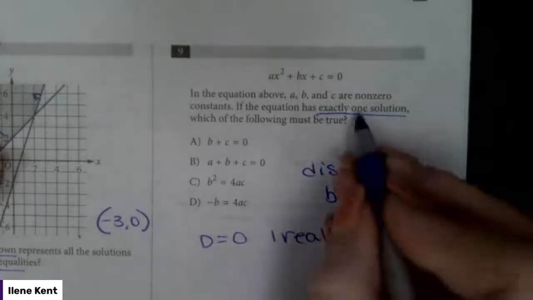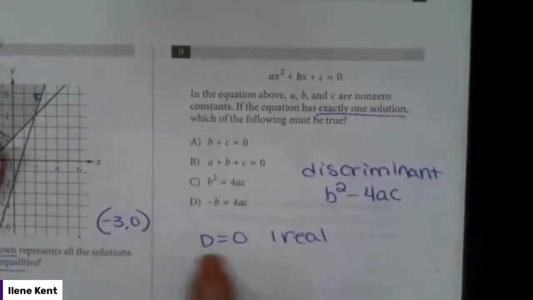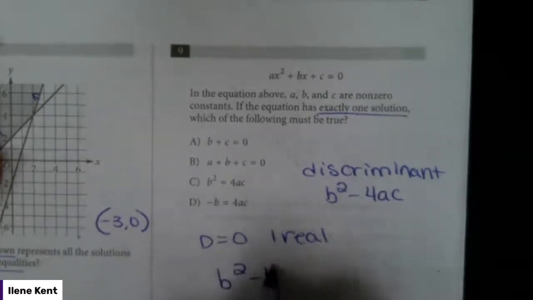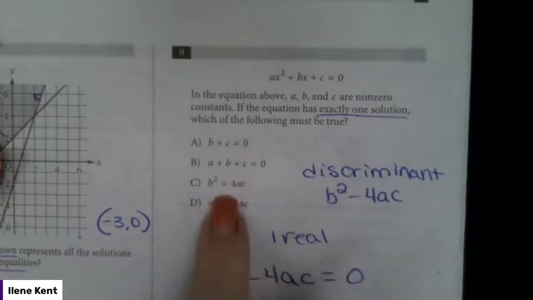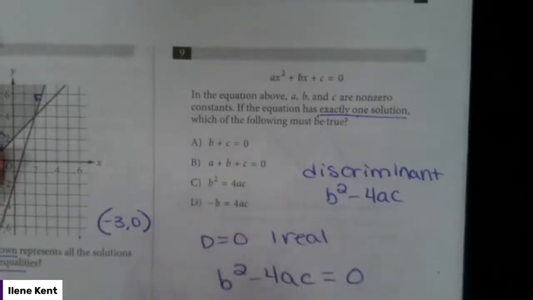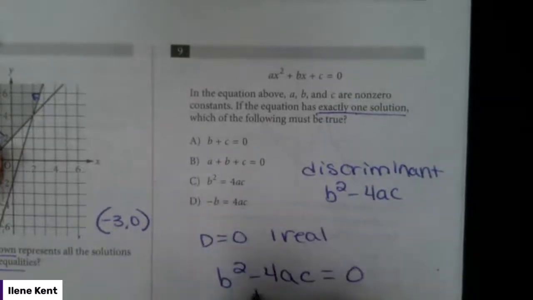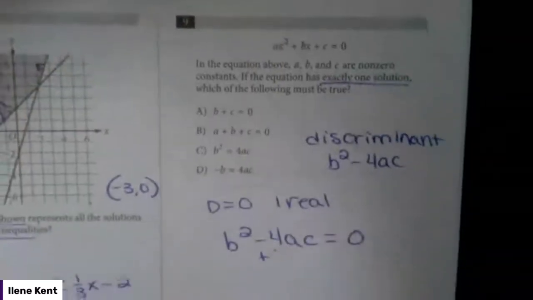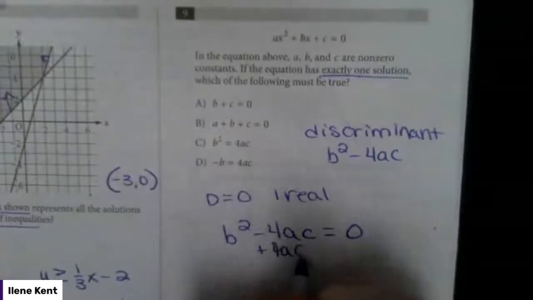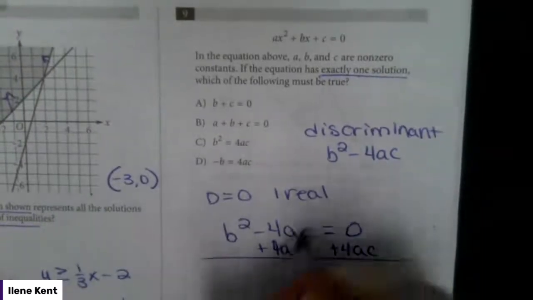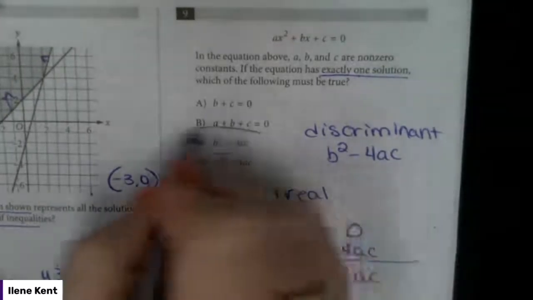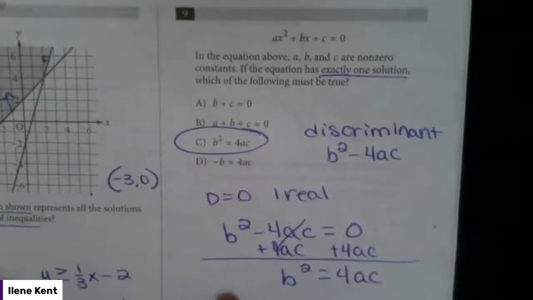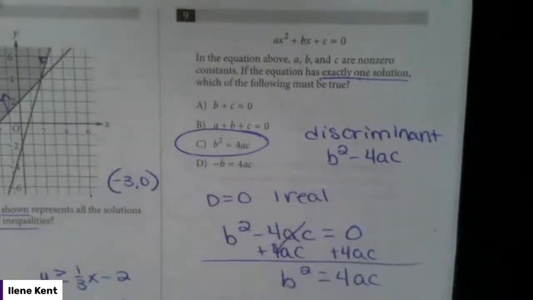But in this case, we're looking for one solution. So we want our discriminant to be equal to 0. So I'm going to take the discriminant, which is this, and I'm going to set it equal to 0. Now, none of those options are given. This one's probably our best bet with the b squared. If I add 4ac to both sides, I am here. And that is option C. And I know that that's going to work because when the discriminant is 0, there's one solution.